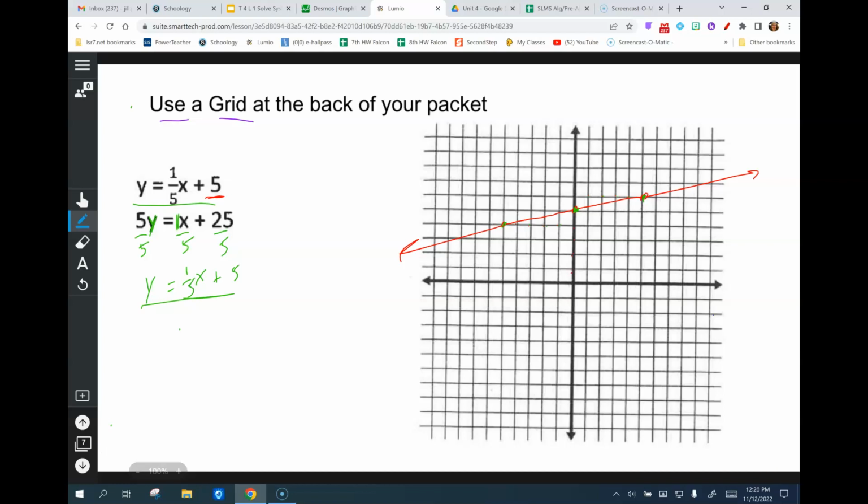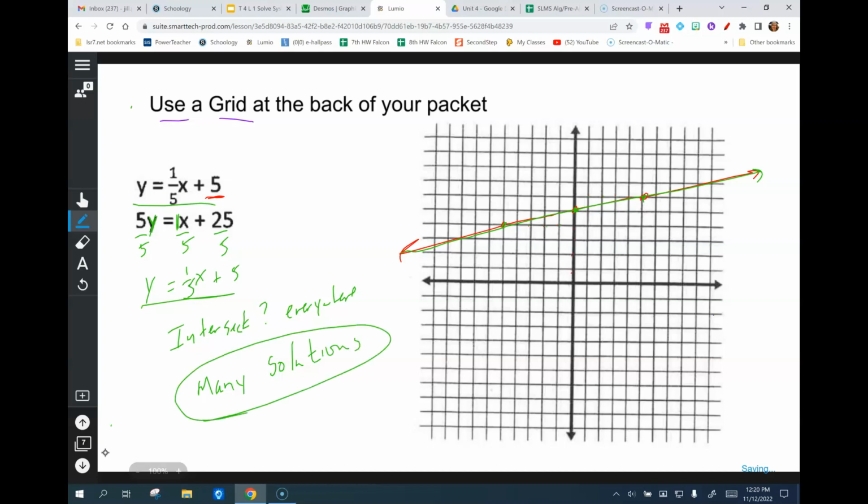So now, where do they intersect? Everywhere. They intersect everywhere. So how do we write that? How do we show that everything is a solution? We write many solutions because there are infinitely many solutions. All of these will make this true. So there are infinitely many solutions. Okay? And we kind of probably figured that out when I got here. I know some of you are going, hey, wait a second, we saw this before. But I wanted to show you, you still need to graph them both. Make sure you do that.